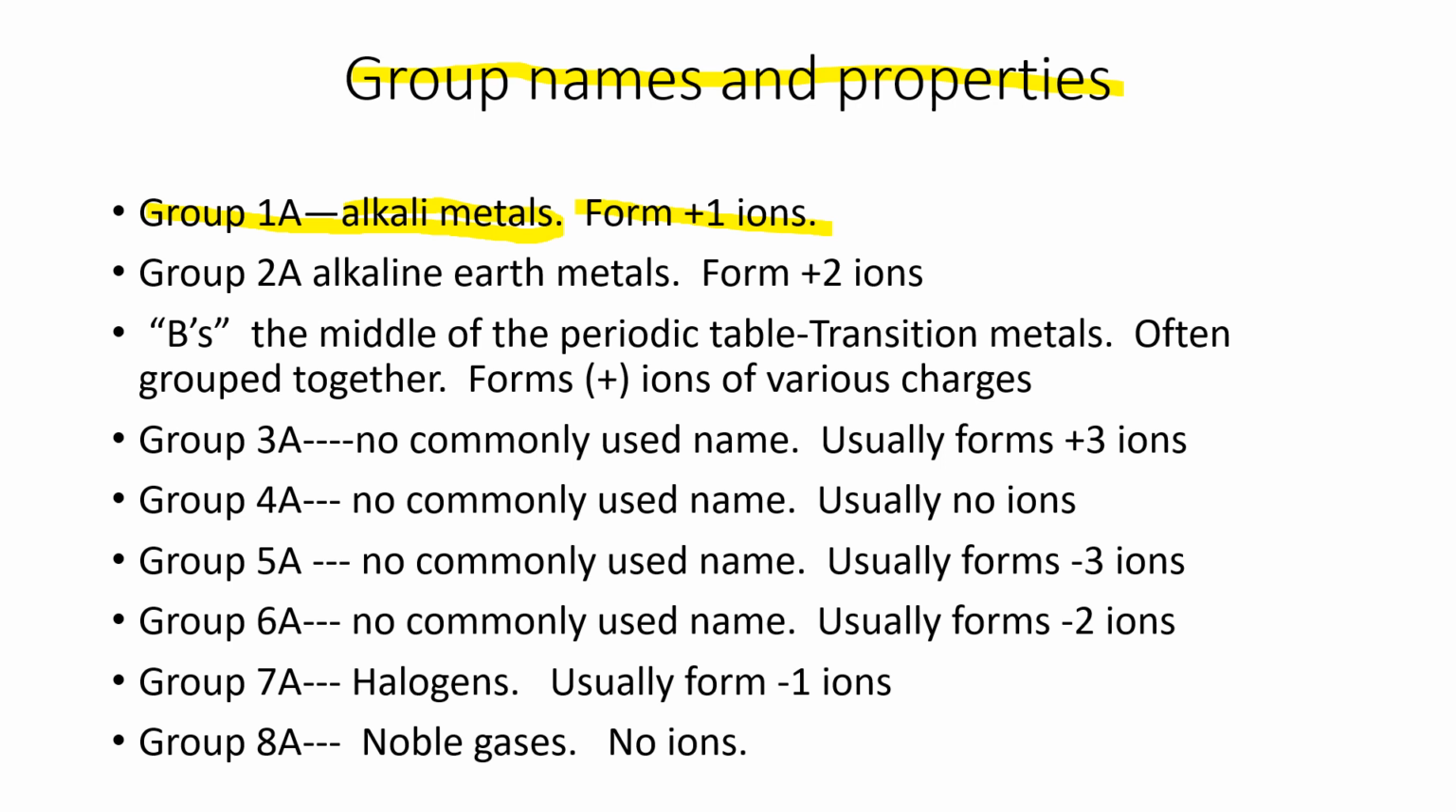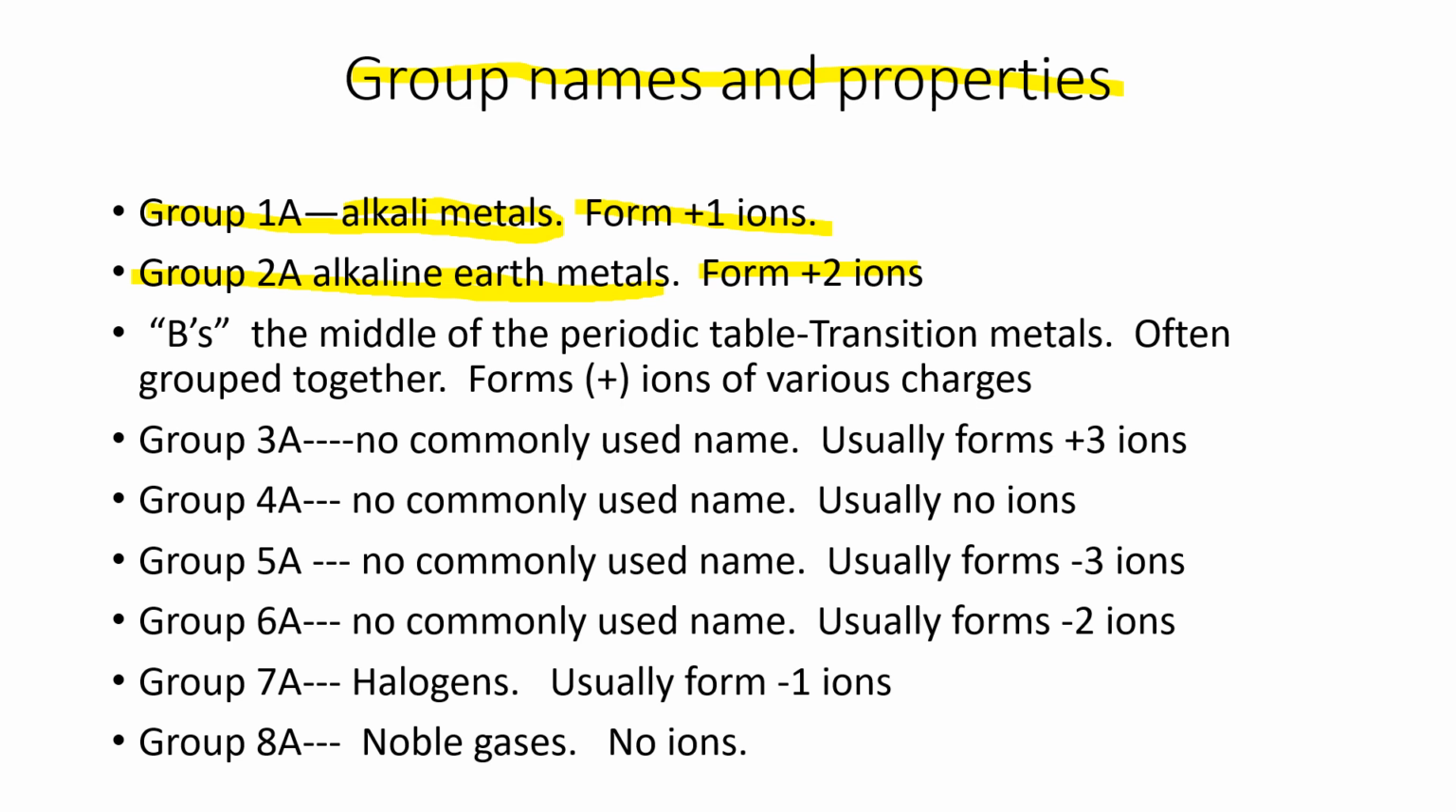Next group over, group 2A, that's beryllium's group: beryllium, magnesium, calcium, strontium, barium. Those are the alkaline earth metals. That's a common name that gets used to describe them. And they end up forming +2 ions.